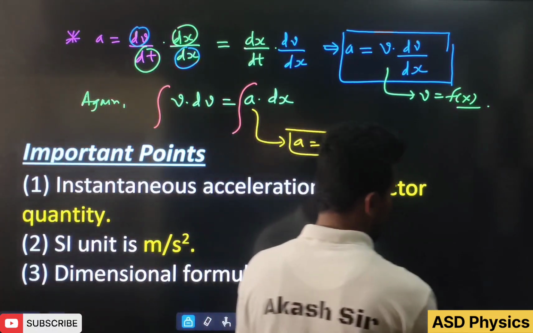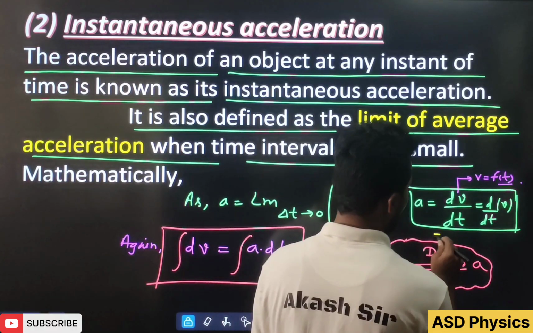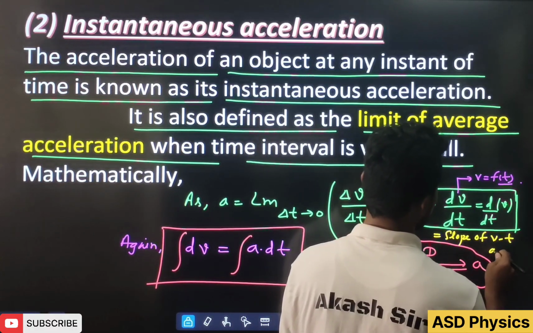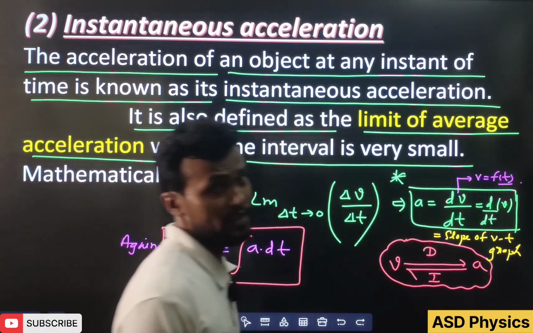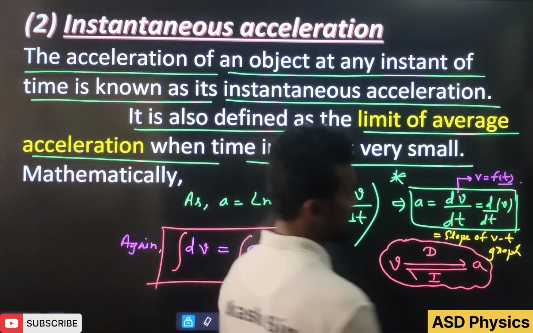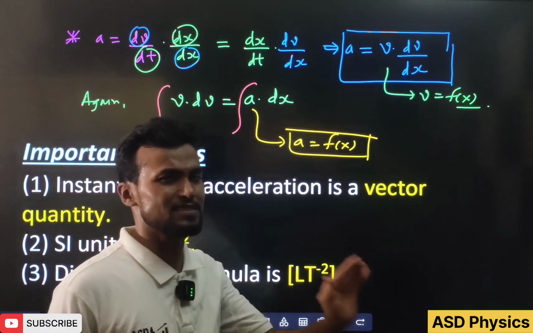Two ways are there. And remember one more thing: here you have written dv by dt, and you can write one more thing, this is the slope of the vt curve, because it is differentiation. So the slope of the vt graph, kindly remember that. So a equal to dv by dt is one thing, and the second thing is a equal to v into dv by dx. You can write dv by ds also in the general form.